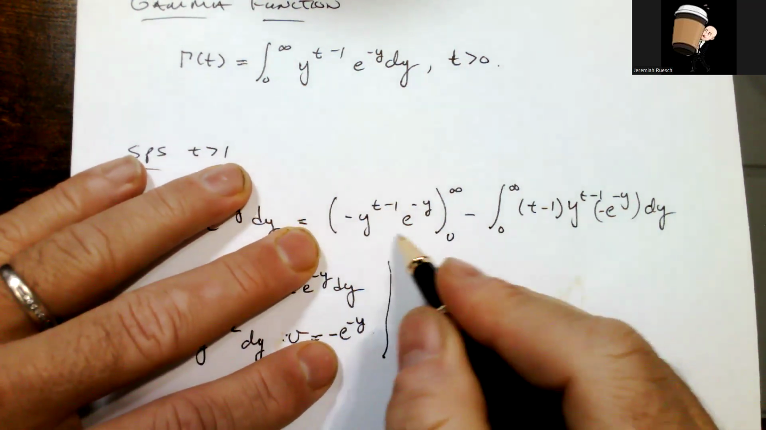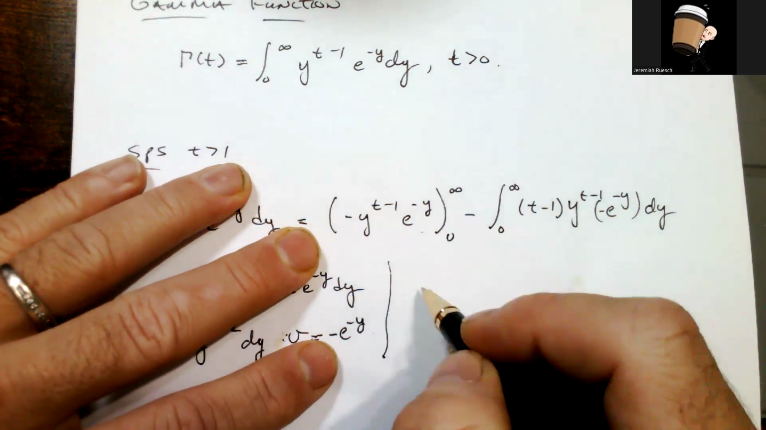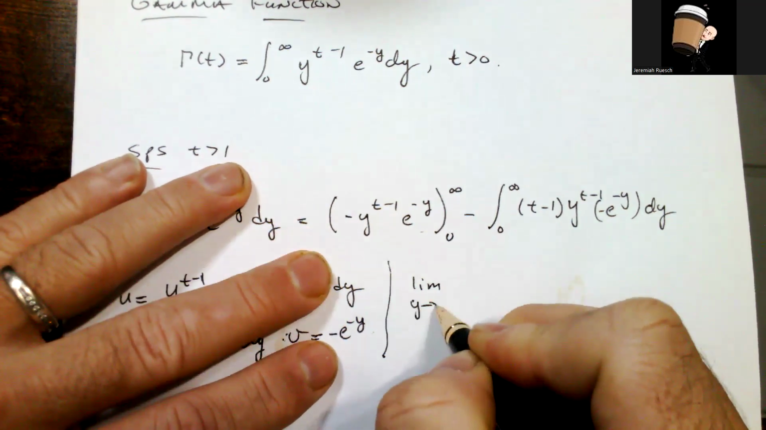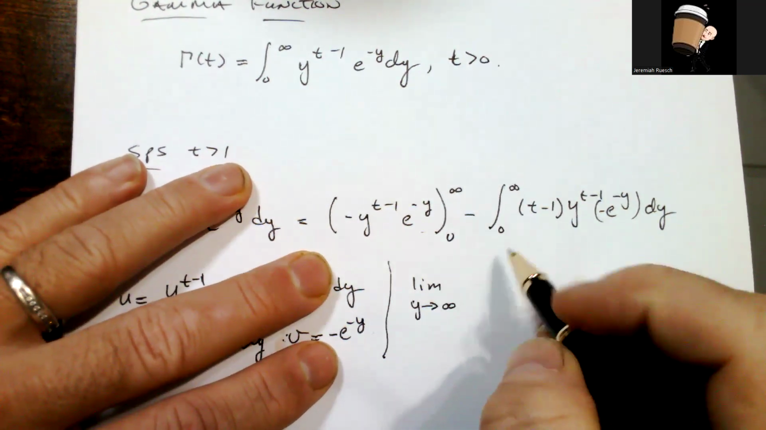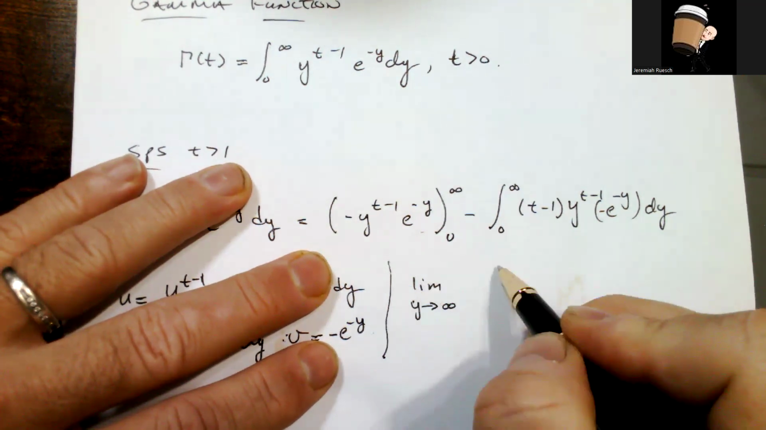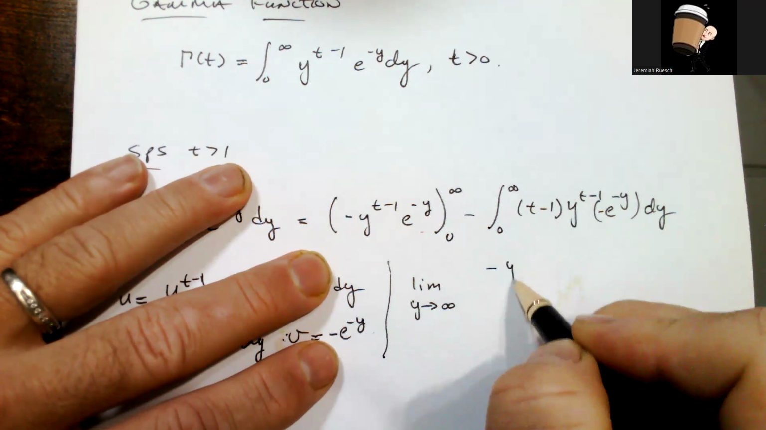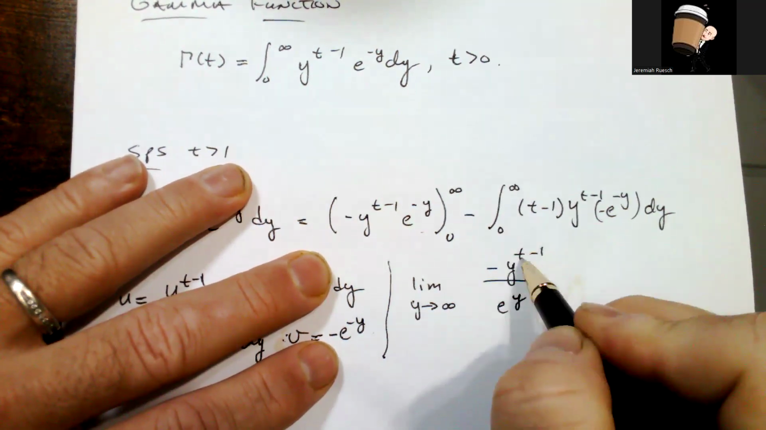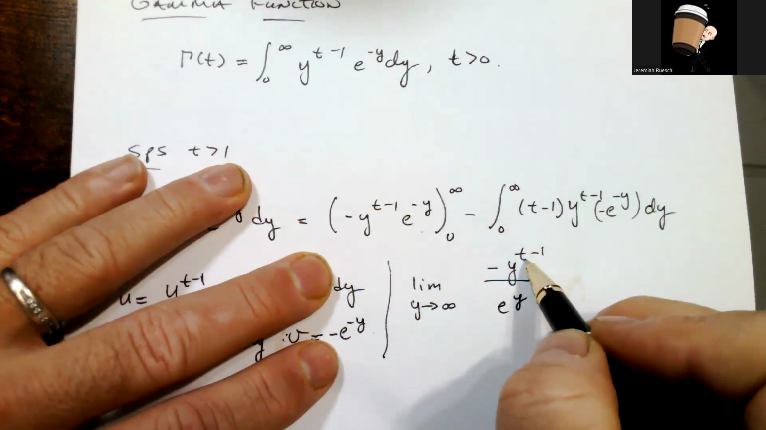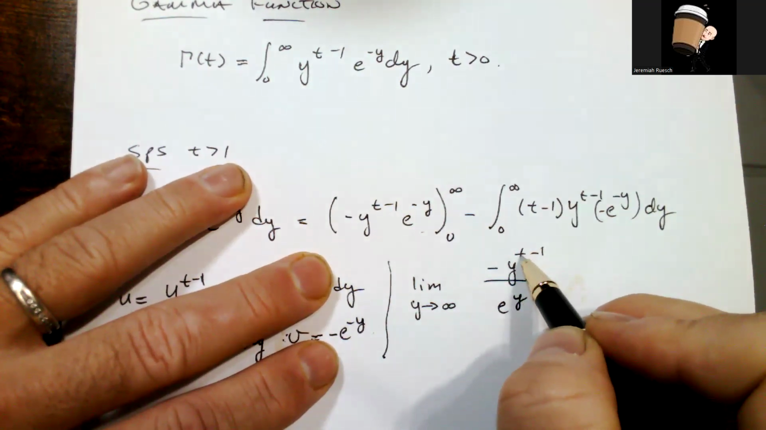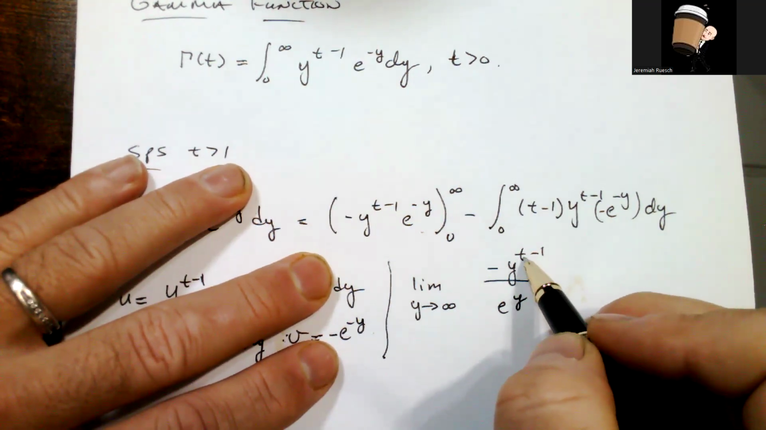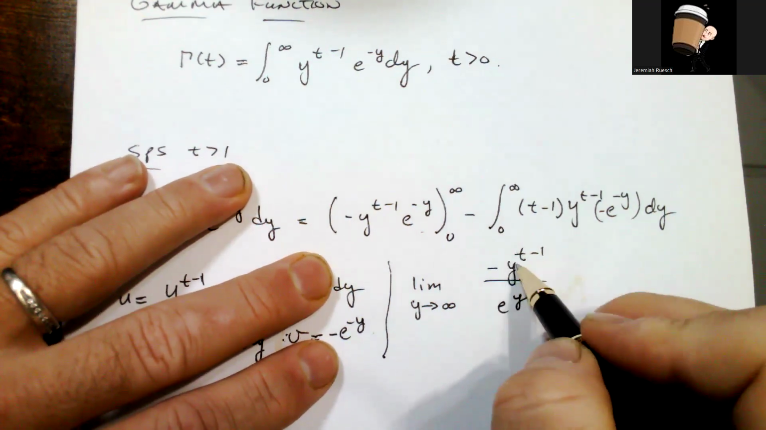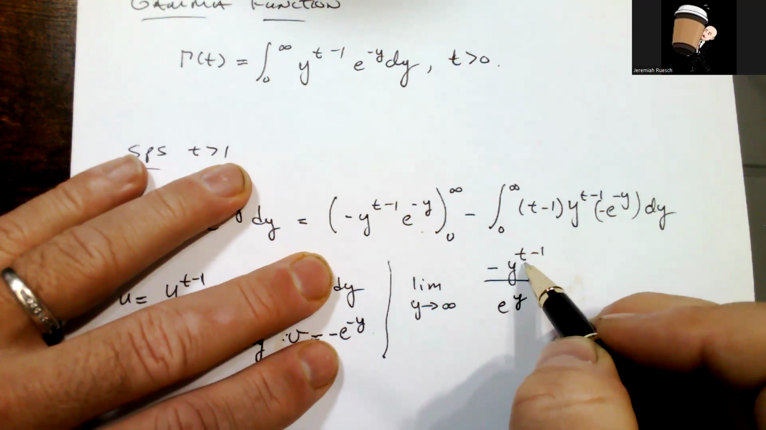Let's evaluate the limits here and see what's happening. In the limit as y goes to infinity, we have the negative we can ignore, but this is y to the t minus 1 over e to the y. Now remember, y is strictly greater than 1 here. So this is like y to the, let's say t is 1.1, then this would be y to the 1.1 minus 1, or y to the 0.1. Or t could be something really big, like 10,000.